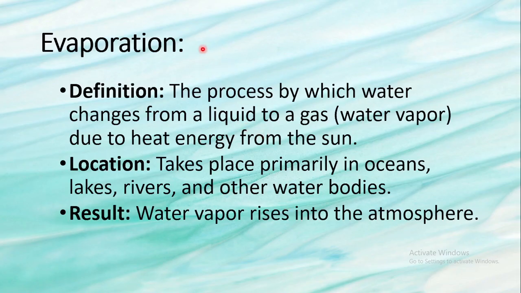Evaporation. This is the first stage of the water cycle. Definition: the process by which water changes from a liquid to a gas, water vapor, due to heat energy from the sun. Location: it takes place primarily in oceans, lakes, rivers, and other water bodies. Result: water vapor rises into the atmosphere.